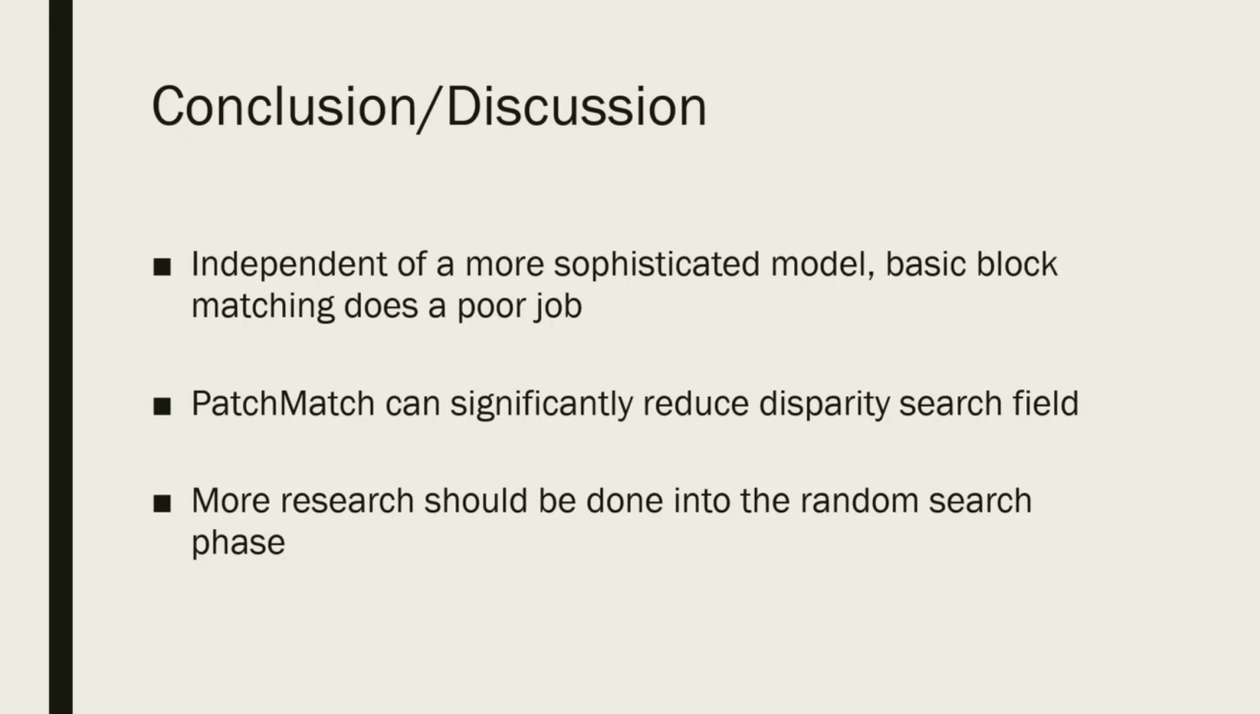Independent of a more sophisticated model, basic block matching does a poor job of accurately predicting depth between a set of stereo images. That being said, patch match can be used to significantly reduce the search field for possible disparities and to quickly converge at approximate near-neighbor patches. Also, more research should be done into the pros and cons of removing the random search phase from the patch match algorithm in the context of Deep Pruner and other stereo depth estimating tools.